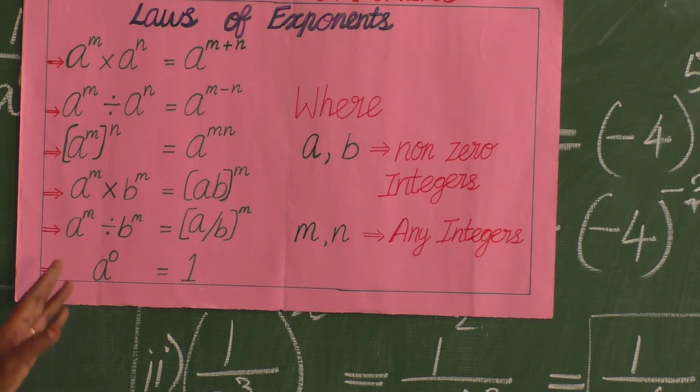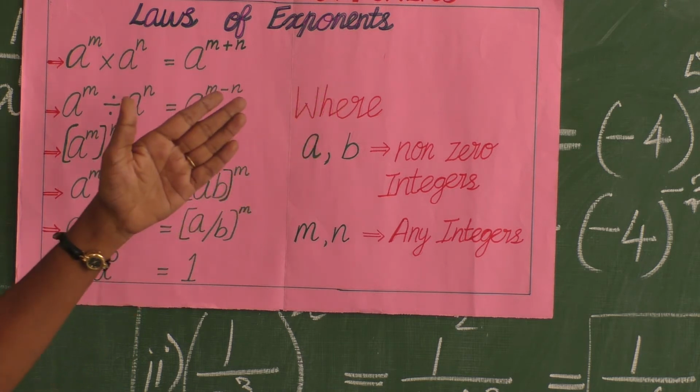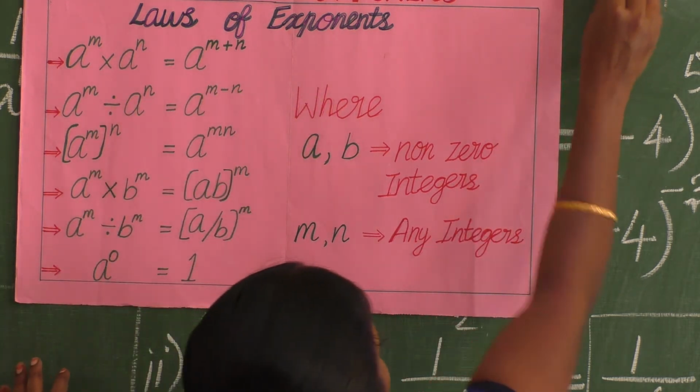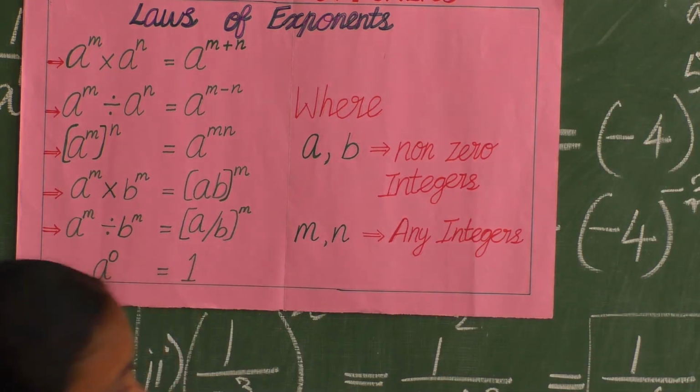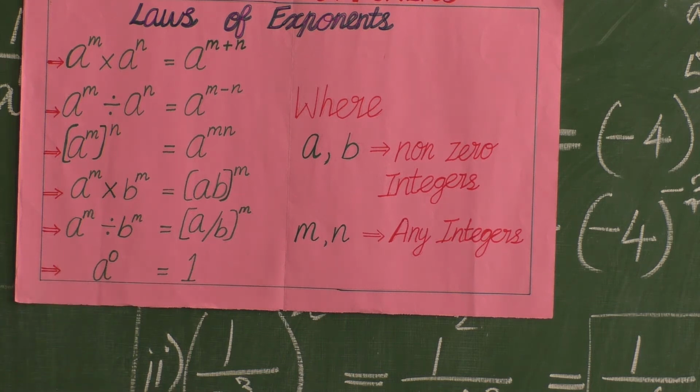Clear, children? See, one more formula. What comes? A negative power, I mentioned just now, but I left that out. a^(-m) is equal to 1 by a^m. Negative power, how to change into positive power? By reciprocal. Clear? a^(-m) is equal to 1/a^m. Powers with a negative exponent, I have explained in the beginning of the class itself.